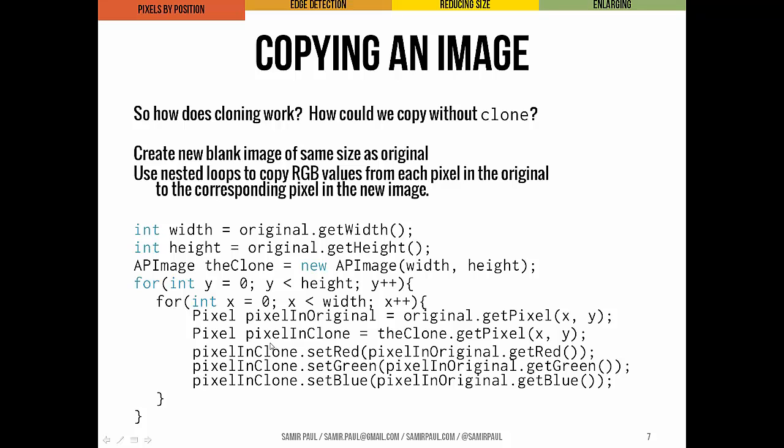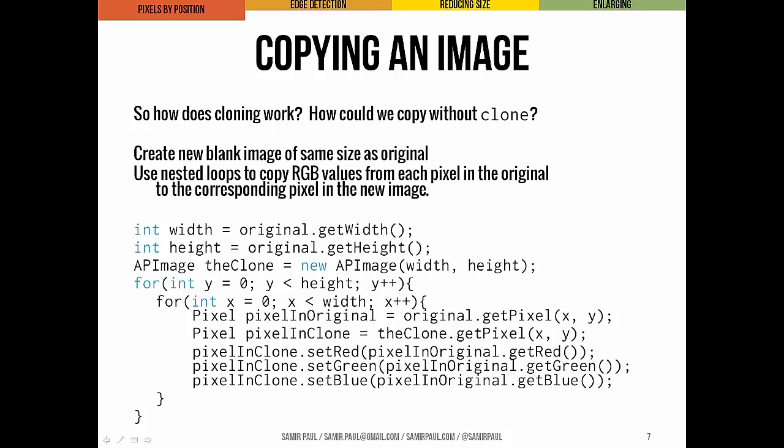Then we set the value of the red in the clone's current pixel to the value of the red in the original pixel: pixel in clone.setRed, pixel in original.getRed. So we're getting the red value in the original and setting it to the red value in the clone. And we're doing the same for green and blue as well. So let's be clear: this algorithm transfers the integer red, green, and blue values from the original image to the new image.